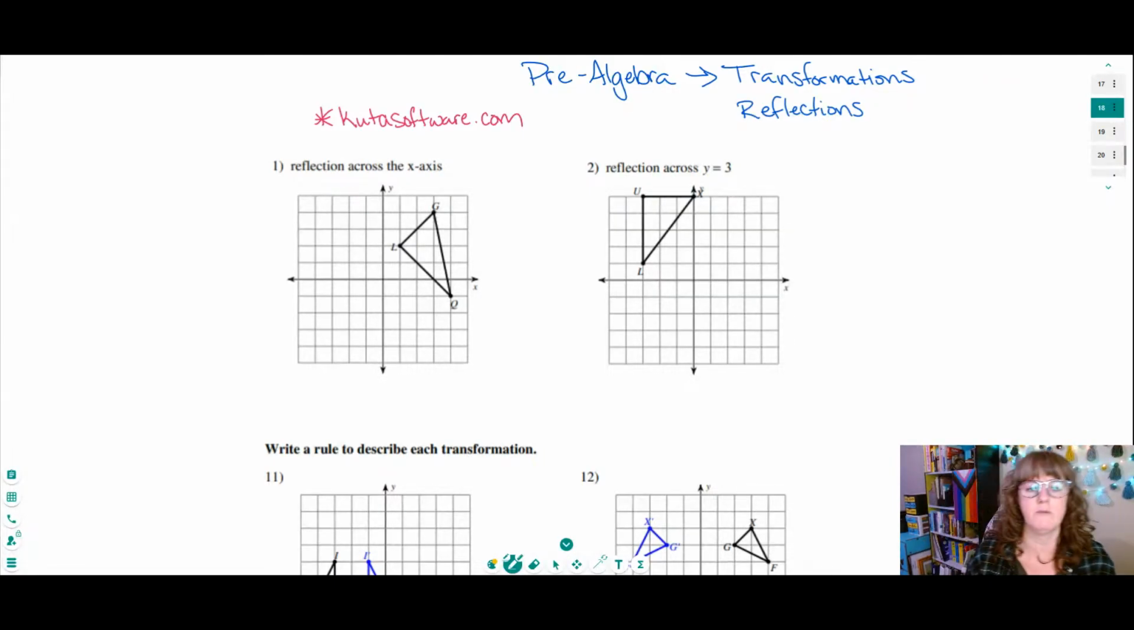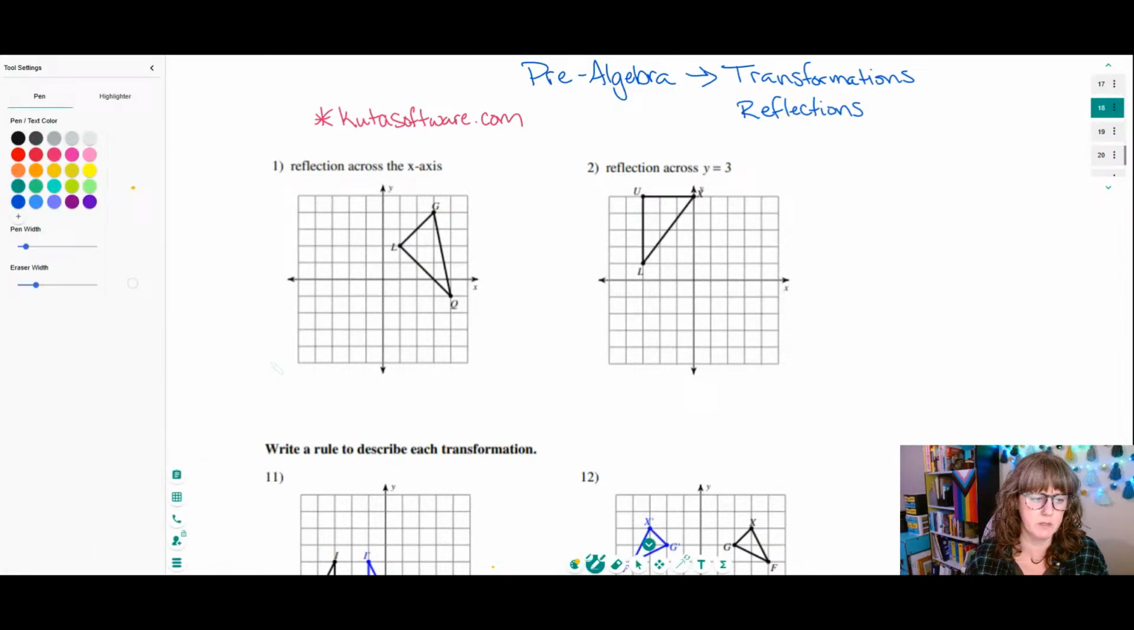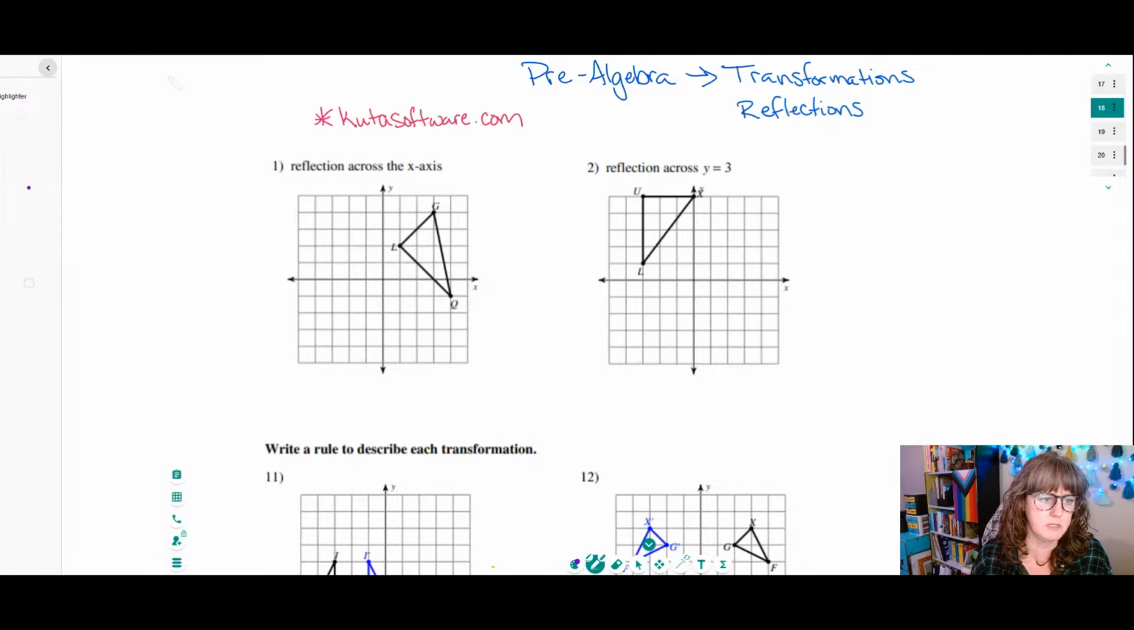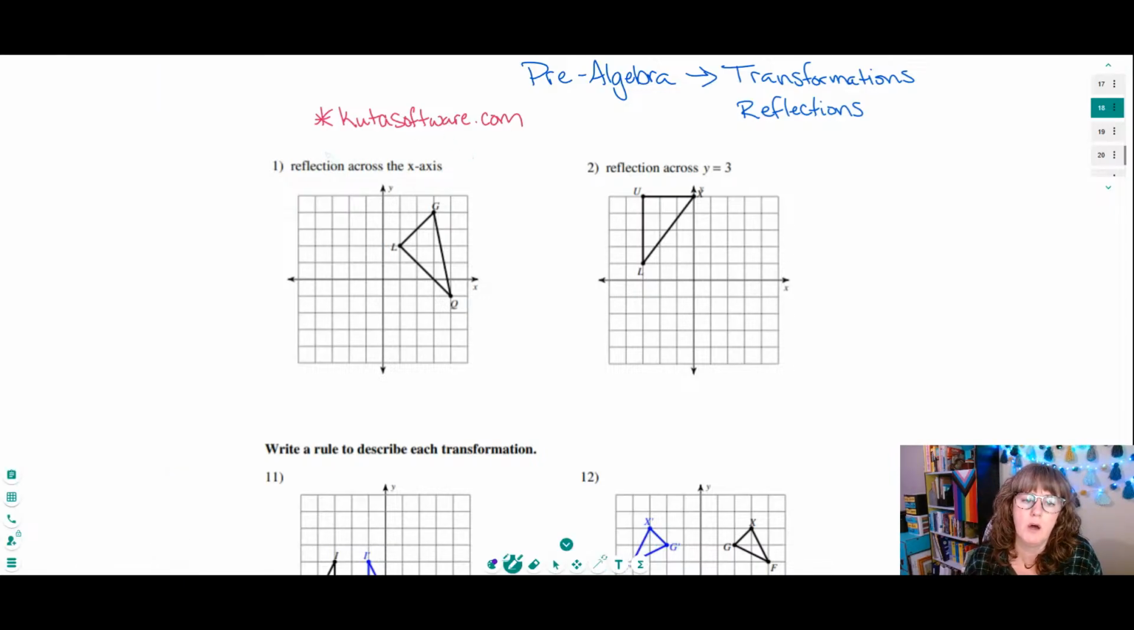So we've got a reflection. Actually, let me back up before I just dive into this first problem. All of these worksheets are from Kuta Software in the pre-algebra section, and it's pretty easy to find. You just go to the section about transformations, and you'll see a link there for reflections. They're all free worksheets. If you're interested in printing these out, following along with me, then that is what I'm going to be using.